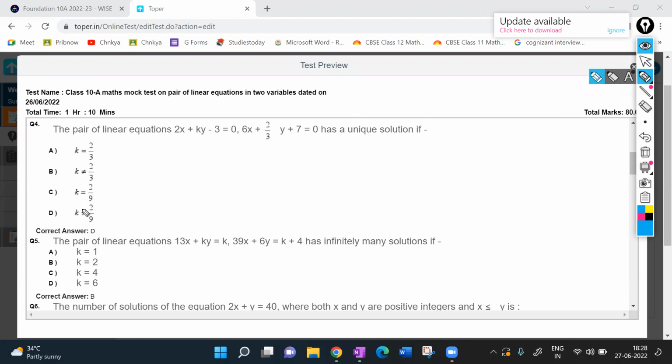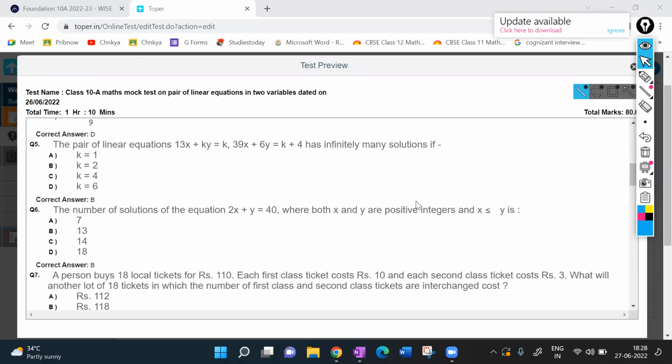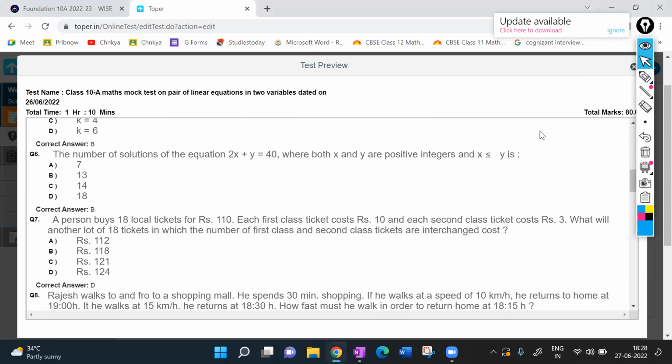What is the value of k? k is not equal to 2 by 9. How many of you got this? Guys, if anything is wrong from the question side, you tell me. Next, pair of linear equations, infinitely many solutions. Again, same condition: A1 by A2 is equal to B1 by B2 is equal to C1 by C2.